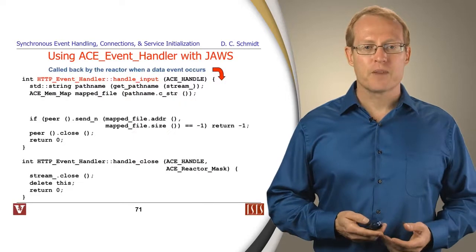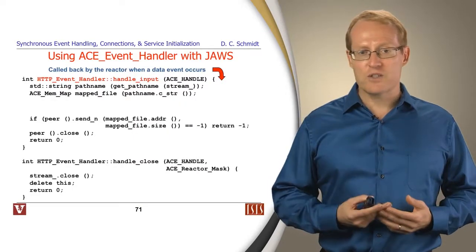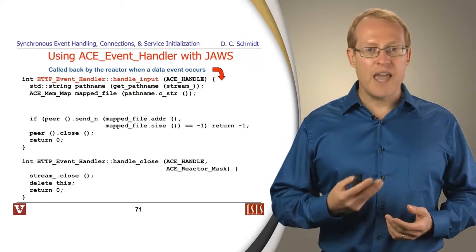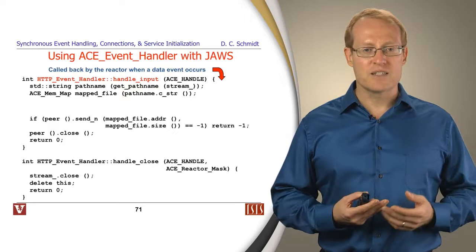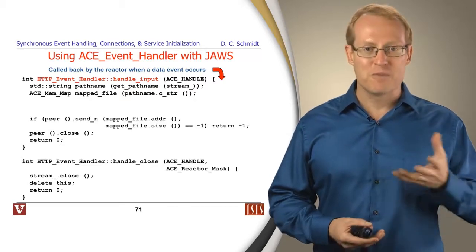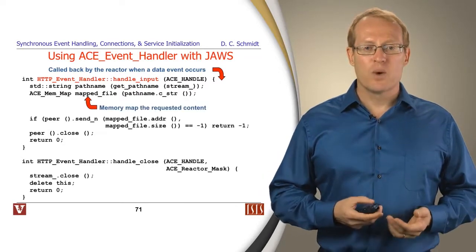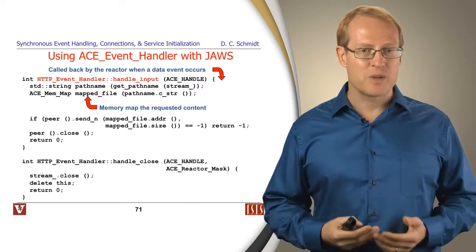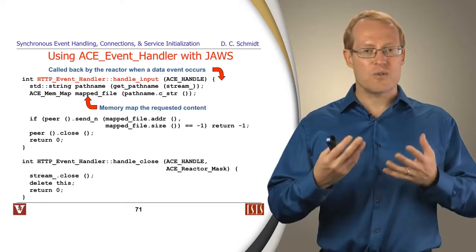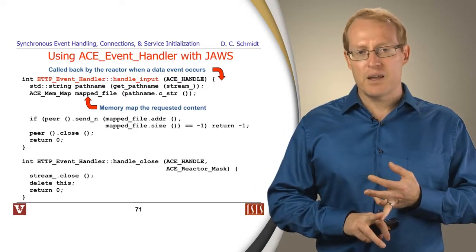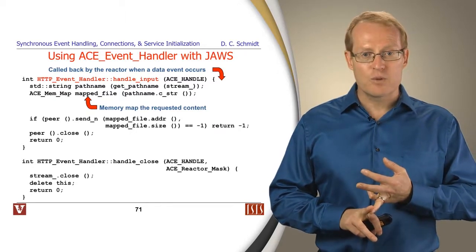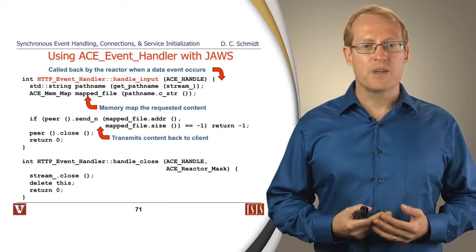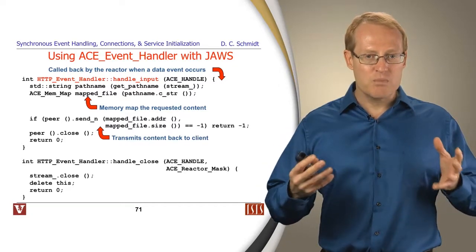object, the reactor. Now, when a GET request shows up from a client, the reactor will call back to the handle input hook method on the HTTP event handler, and that does a couple of things. Notice this logic will start to look very familiar because we use it over and over again. It extracts the path name from the stream that was passed from the client, so it extracts the GET request and the path name from that. It then memory maps that file, the content that was requested by that path name, and then turns around and sends the result back to the client as a pointer to a contiguous memory object using memory mapped I/O.